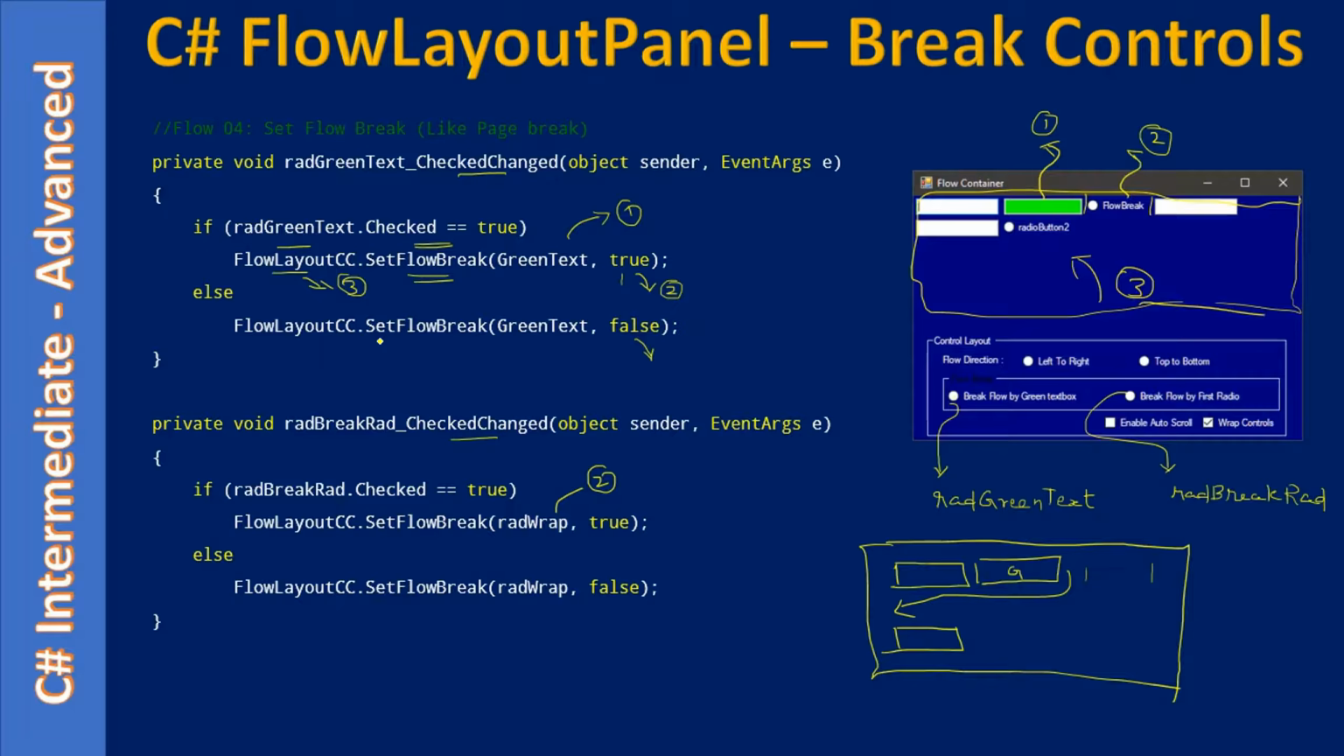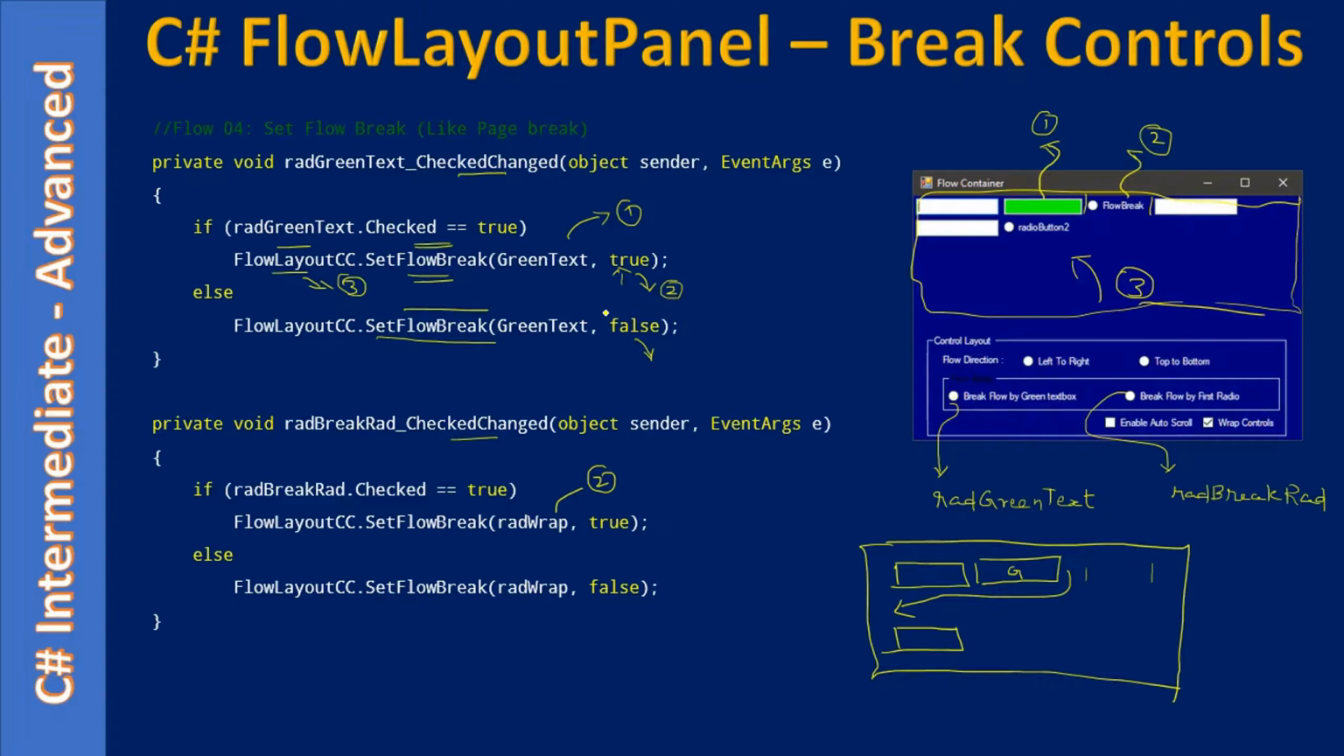But what you have to see here is the method SetFlowBreak and its parameters. SetFlowBreak, which is called on the FlowLayoutPanel, accepts two parameters. First parameter, at what control we want to set a break or forcibly break the flow. Then the Boolean value, which tells whether we need to break or we need to remove the flow break which was already set. So if I pass true, the flow break will occur, and if I set false, the break will be reverted back.